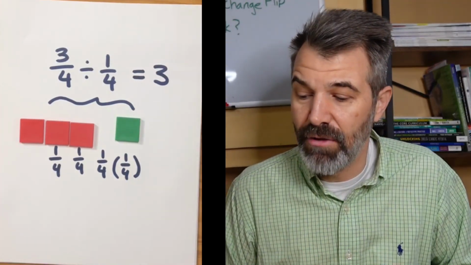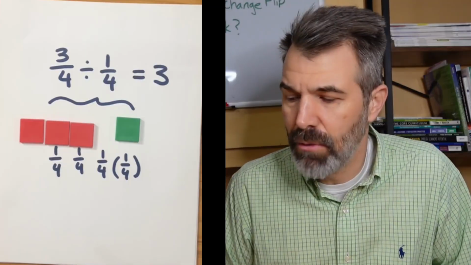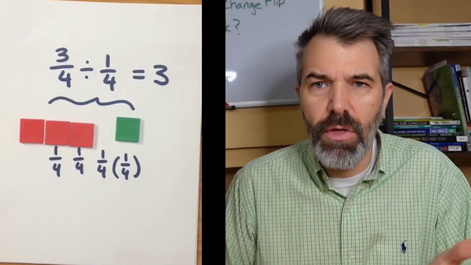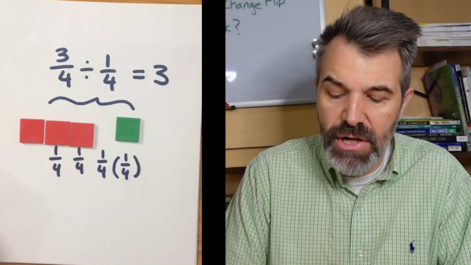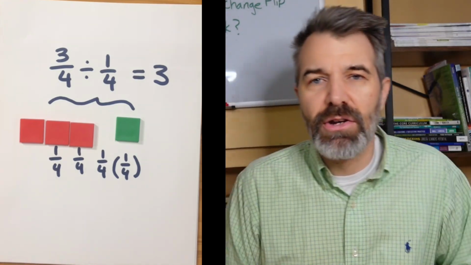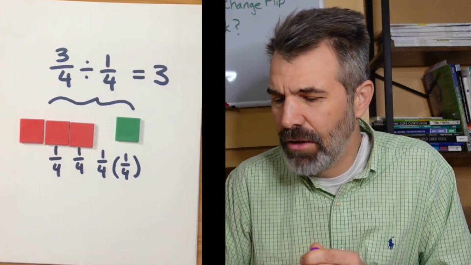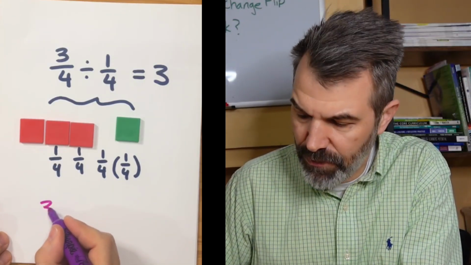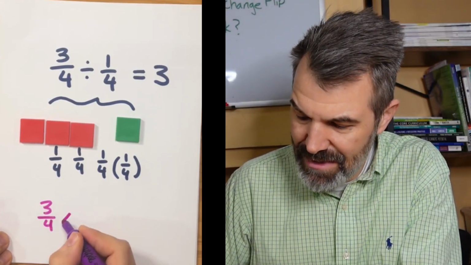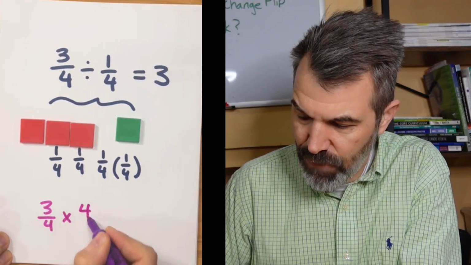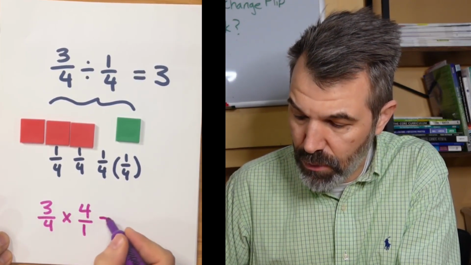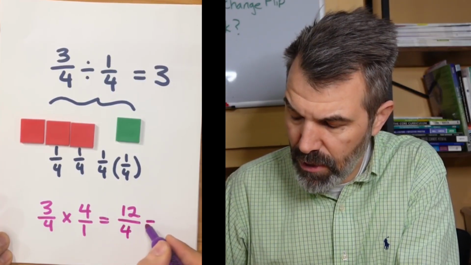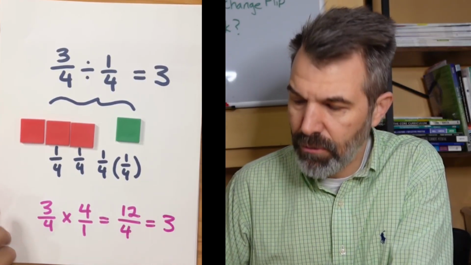If I'm taking 3/4 and dividing it into 1/4s, I get 3. Okay, so let's take a look at this and see, does that work with the algorithm, the keep, change, flip, or to divide by a fraction, multiply by its reciprocal? Let's take a look at that and just see if it works. Not really why it works, but if it works. So let's see, 3/4 times 4/1. So 3 times 4 equals 12. 4 times 1 equals 4. 12/4 really equals 3.